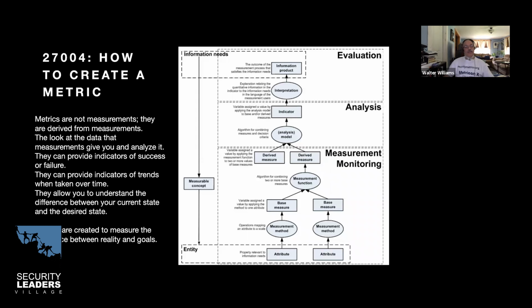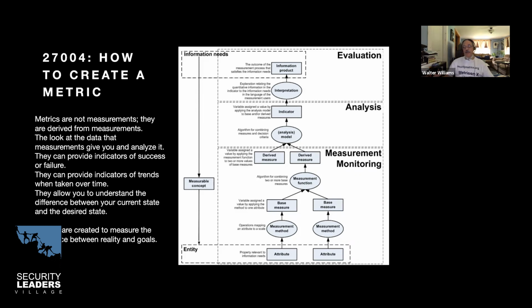27.4 is excellent in helping us get past measurement to an understanding of a metric. Because a metric is not a measurement. A metric is an analysis of multiple measurements to look at where your desired state is. And they provide indicators of success or failure. And when taken over time, it gives you a trend for your analysis of your current state against the desired state. So the metrics are designed to create a way to measure difference between reality and your goals. So you take your different attributes, whether or not they're coming from the firewall, from the SIEM, from wherever, and you come up with a way of measuring what that control is doing.